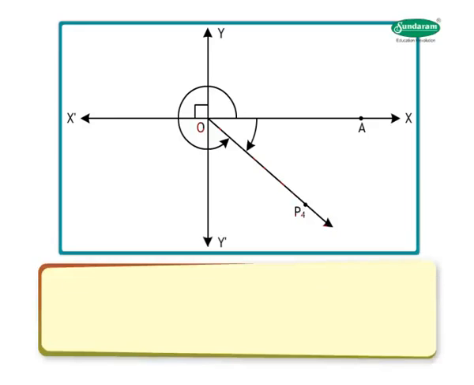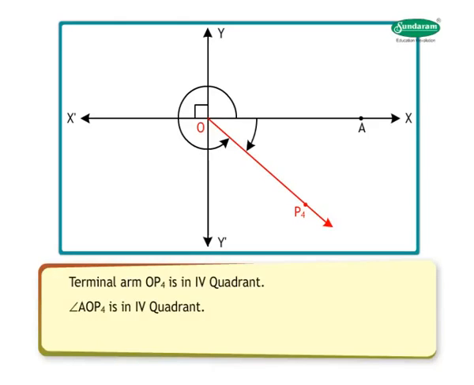In this figure, the terminal arm OP4 is in fourth quadrant. We say that angle AOP4 is in fourth quadrant. Here, the angle AOP4 lies between 270 degrees and 360 degrees or minus 90 degrees and 0 degrees.